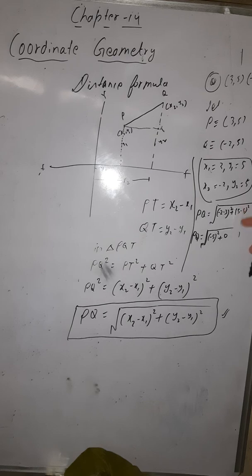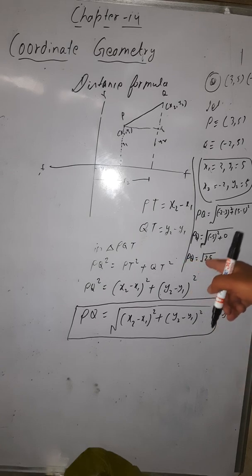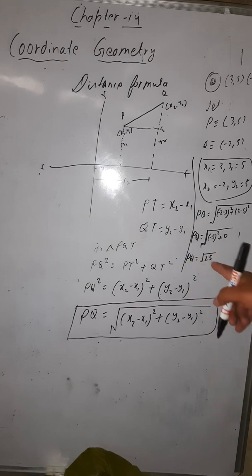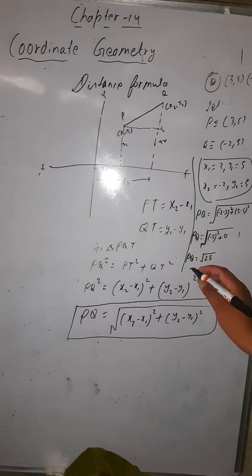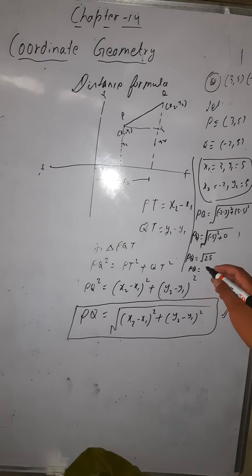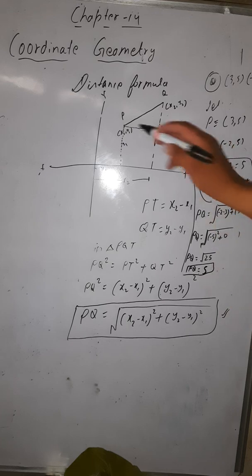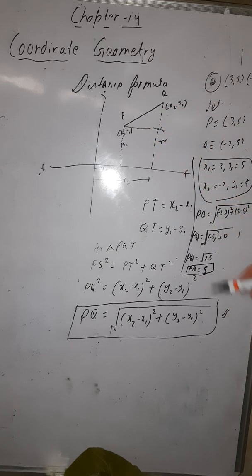5 minus 5 is 0 and square of 0 is 0. So from here you can find out value of PQ is equal to square root of minus 5 square. Minus square is plus and square of 5 is 25. So value of PQ will be 25 and 25 is the square root of 5. So from here you can find out PQ is 5 unit. So this is the distance between PQ, 5 unit.